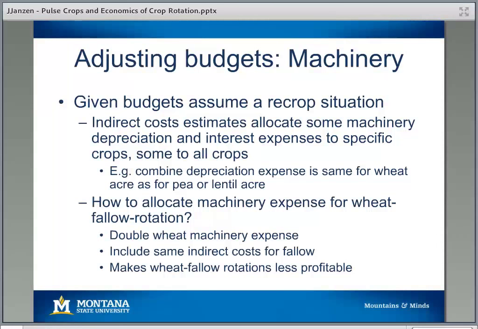The last thing to think about is that these given budgets assume fertilizer use is considerably lower for pulse crops. So if we go back to this budget, we can see that fertilizer expense for spring wheat was estimated about $43 to $51 an acre, significantly lower for yellow peas because we're not applying a whole lot of nitrogen on those pea or lentil acres.